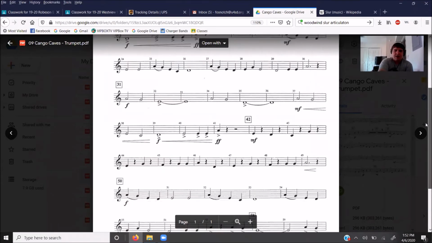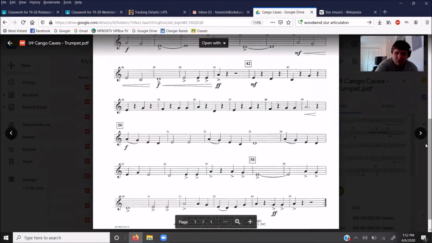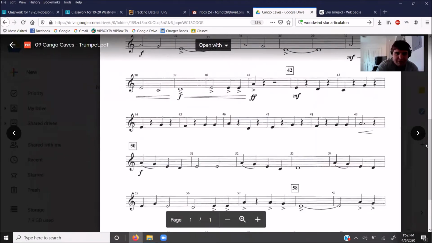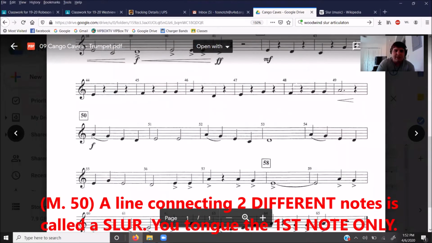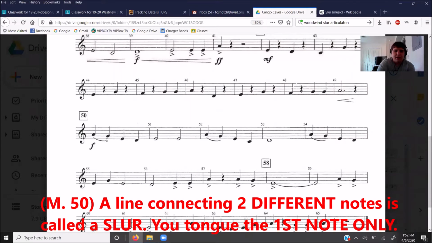The first thing I want to talk about, and I'm going to zoom in, is measure 50. See this line that's underneath two different notes? This is an A, and this is a G. These are two different notes. When there's a line over two different notes like this, that's called a slur.